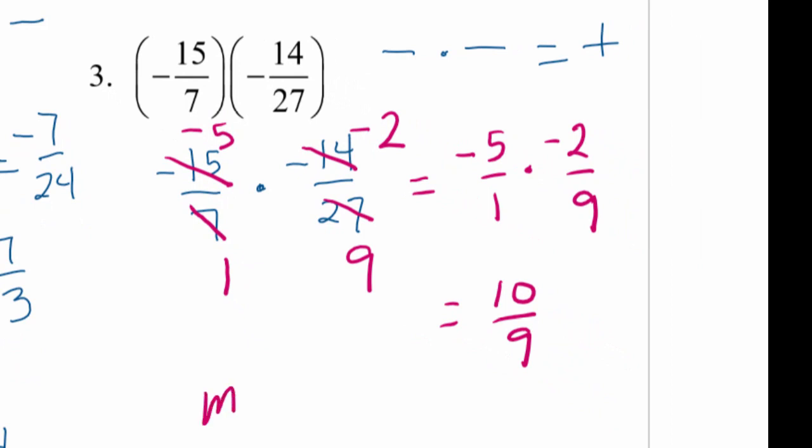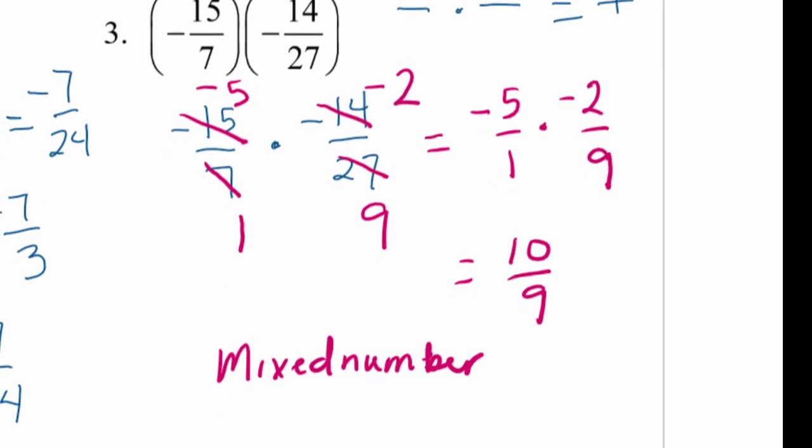So if they want you to change to a mixed number, let me review that for you. We're going to just divide. We'll divide the 9 into the 10. So 9 goes into 10 one time with a remainder of 1, and you're going to use that remainder to make a fraction and put it over this 9. So 10 ninths, or 1 1/9, is the answer for problem number 3.